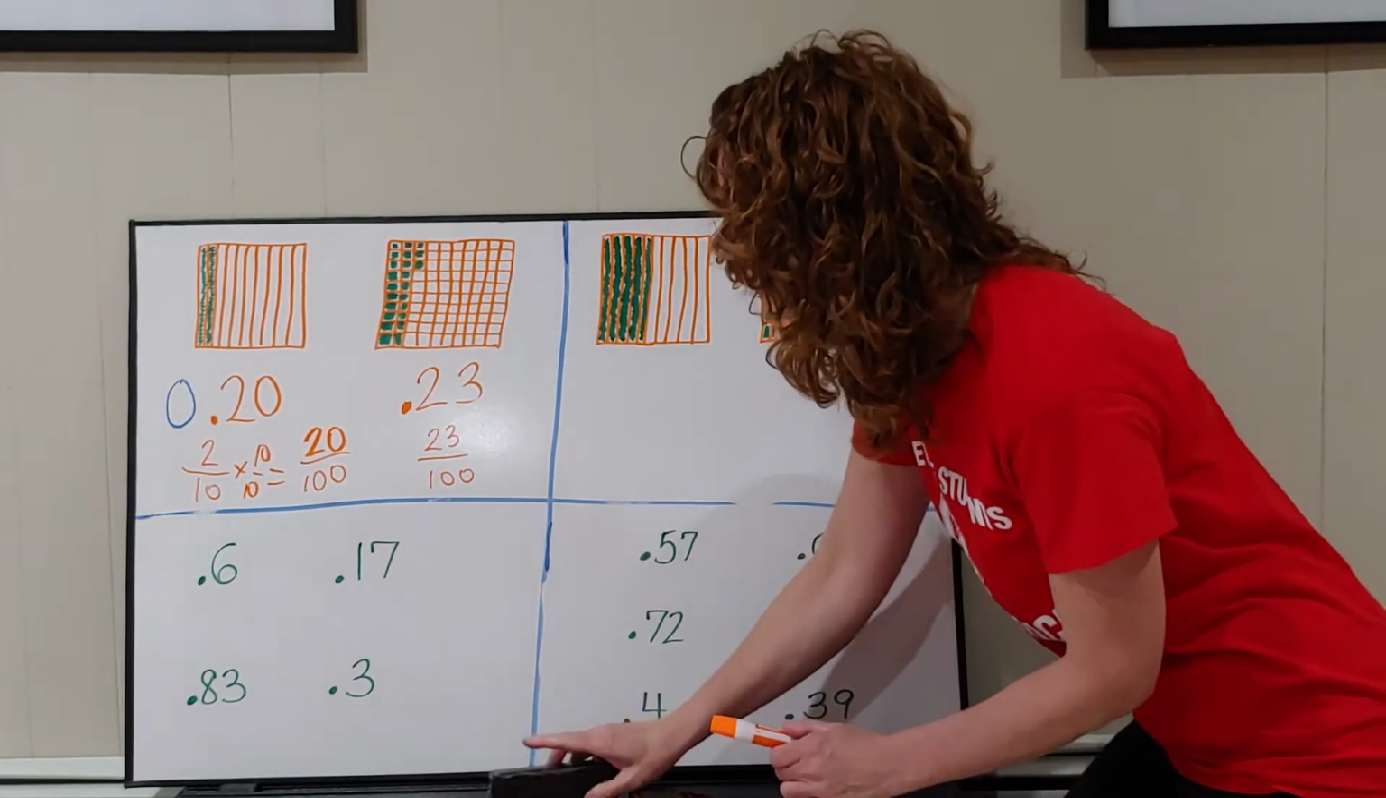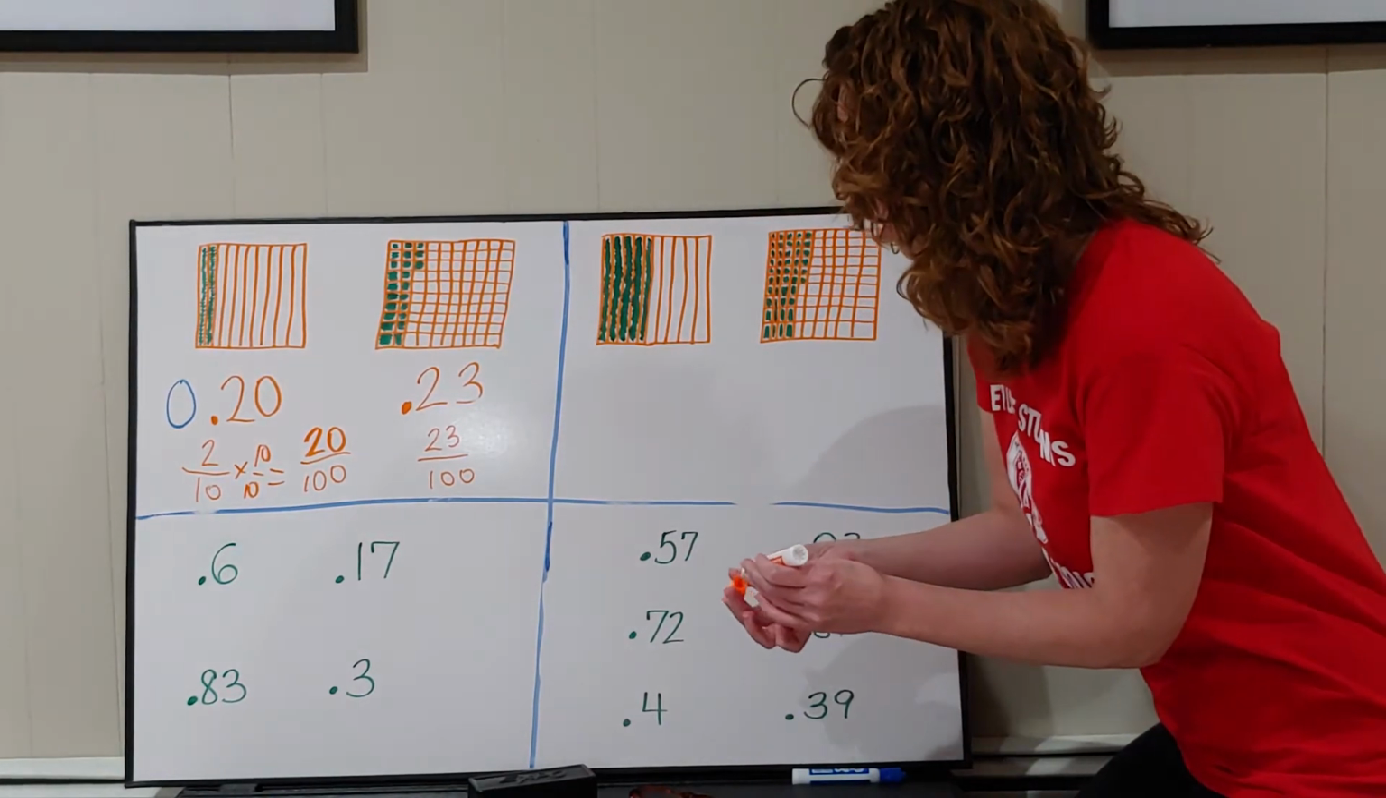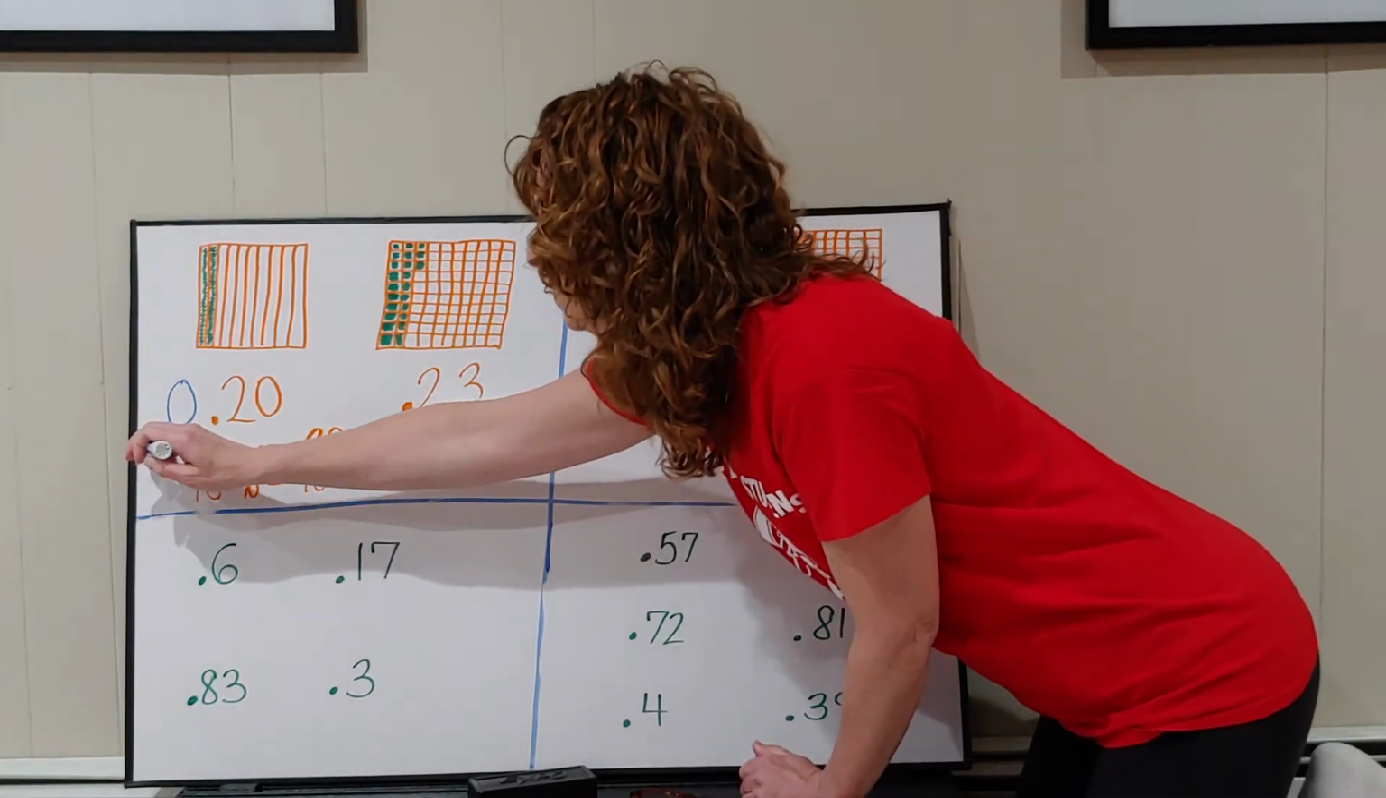So I'm going to erase. Well, I think maybe I'll just change the color here. So now, let me draw a line here so we can really see this.